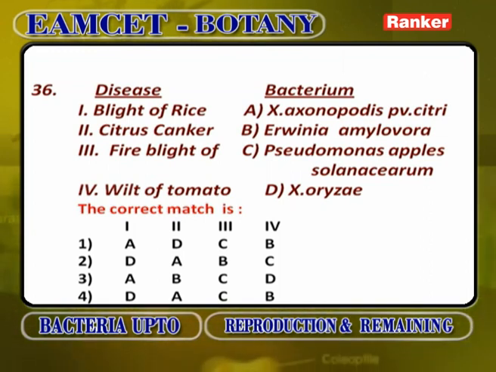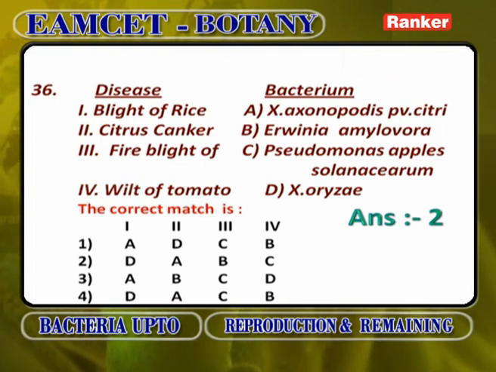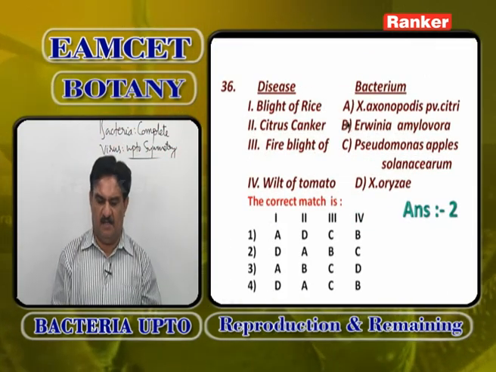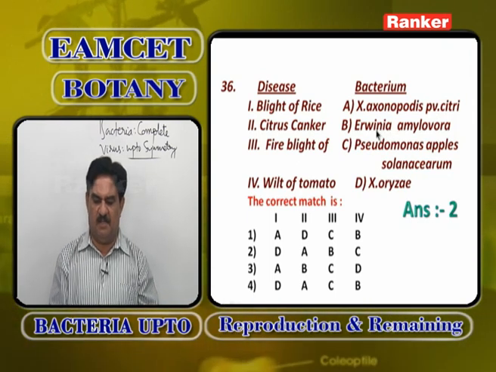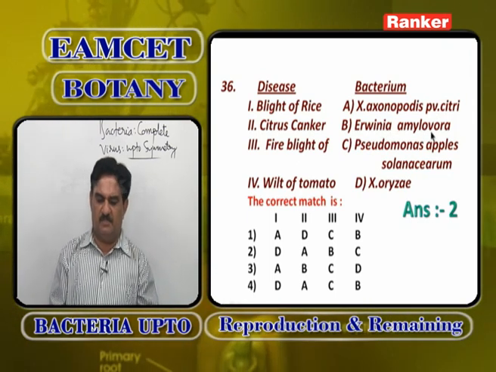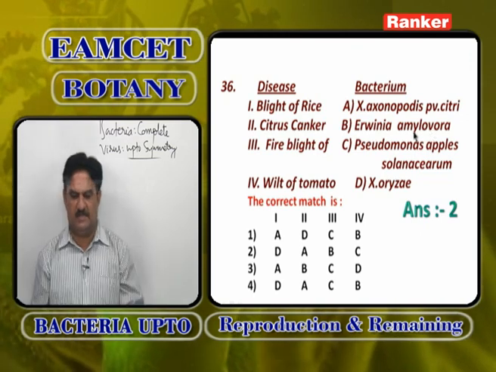This is a matching question again. Blight of rice is by Xanthomonas oryzae. So, 1 is D. Citrus canker is by Xanthomonas axonopodis pathogenic variety citri. Fire blight of apples is Erwinia amylovora, wilt in tomato is Pseudomonas solanacearum.